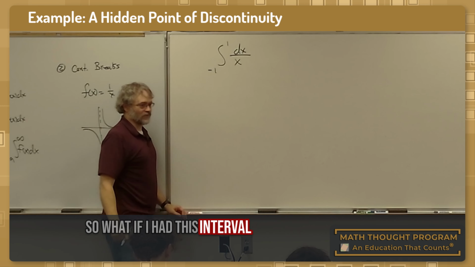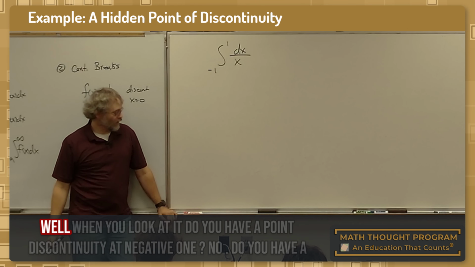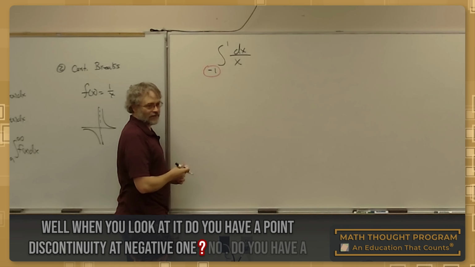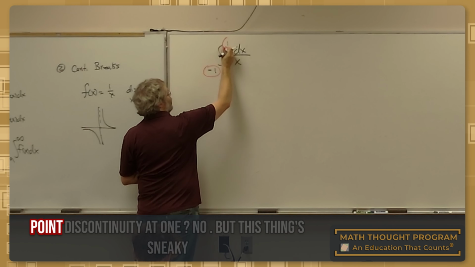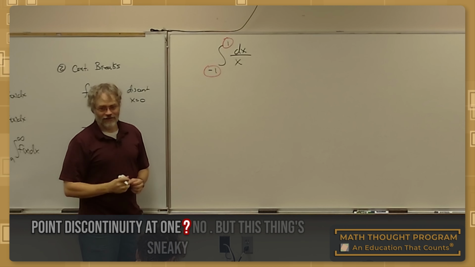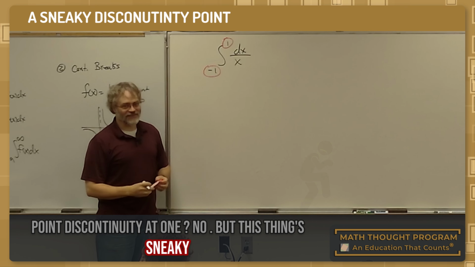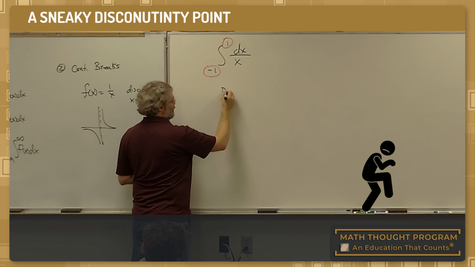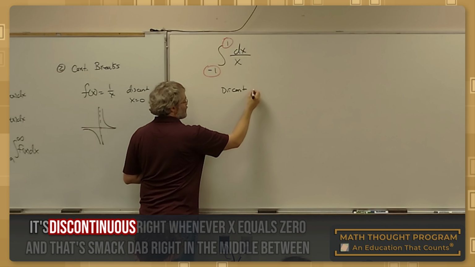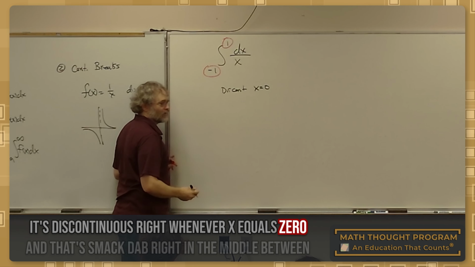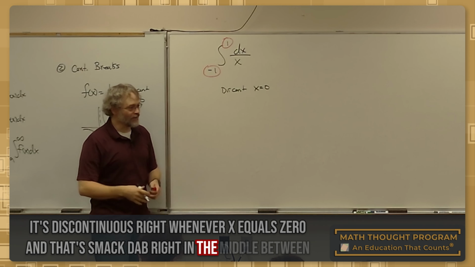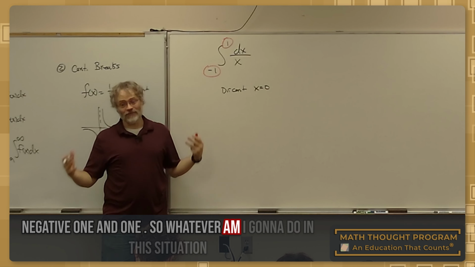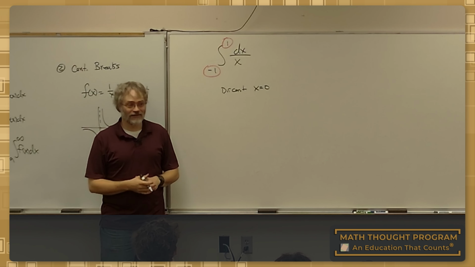So what if I had this integral? Well, when you look at it, do you have a point discontinuity at -1? No. Do you have a point discontinuity at 1? No. But this thing's sneaky. There's actually a point discontinuity again. It's discontinuous right whenever x equals 0. And that's smack dab right in the middle between -1 and 1.